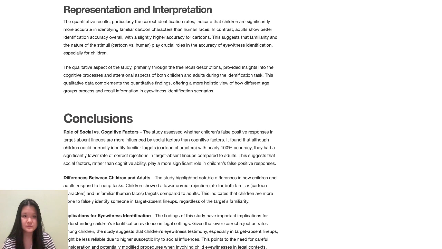Is it that females have a lower identification rate than males, like for children?